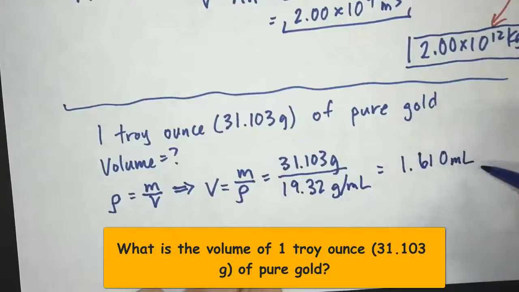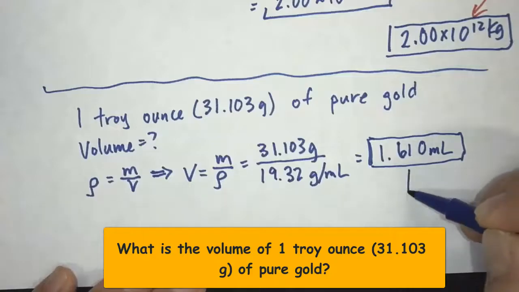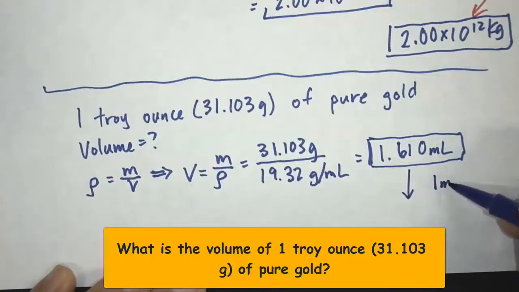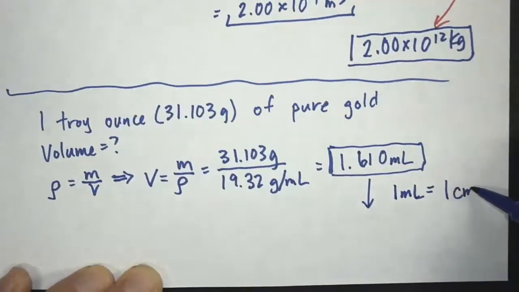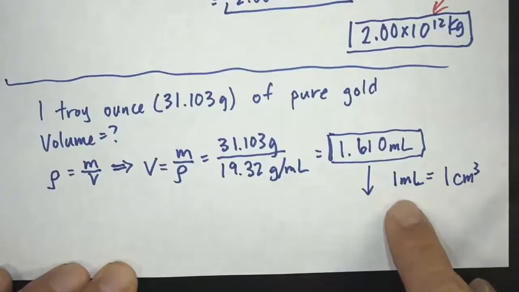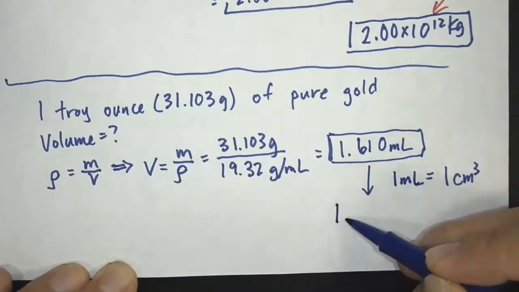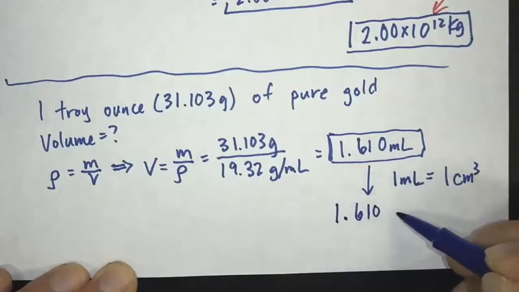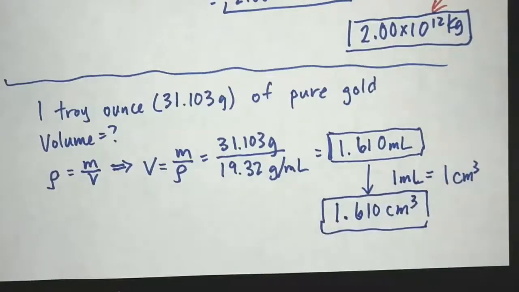1.610 milliliters. Okay. Now, one thing that's helpful in doing these calculations is understanding that 1 milliliter is equal to 1 cubic centimeter. Okay, so these are equivalent. Typically, we'll use cubic centimeters to measure solids, and we'll use milliliters to measure the volume of liquids, but they are equivalent. So it's helpful to know that because you can also rewrite this answer as 1.610 cubic centimeters, and it would mean the same thing. It's the same volume.